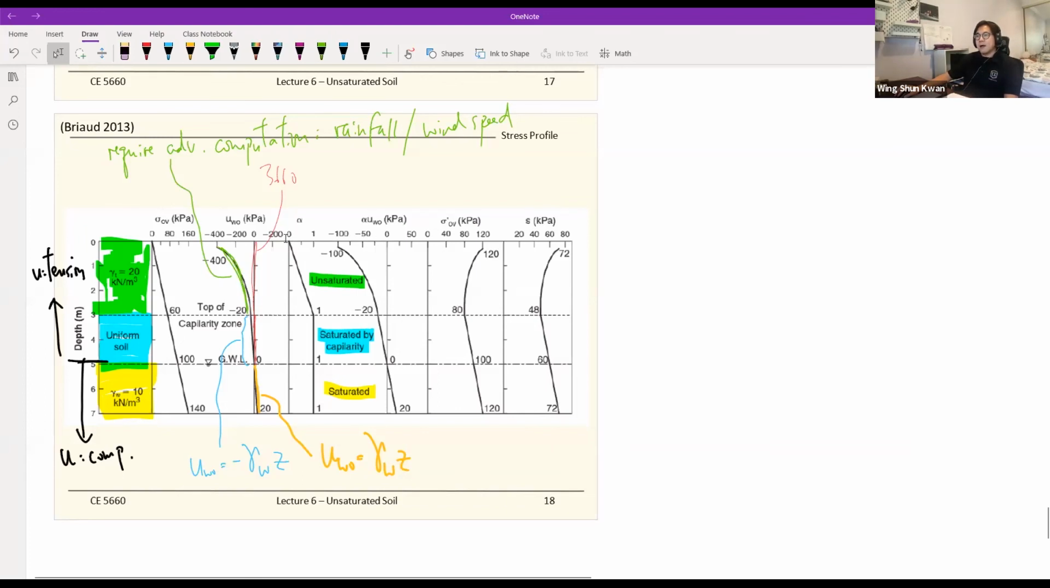After you have the alpha values, then you can find out the effective stress profile. Effective stress equals the total stress. So we know the total stress at the beginning, and then minus the alpha values times the water pressure. Then you can find out this effective stress.